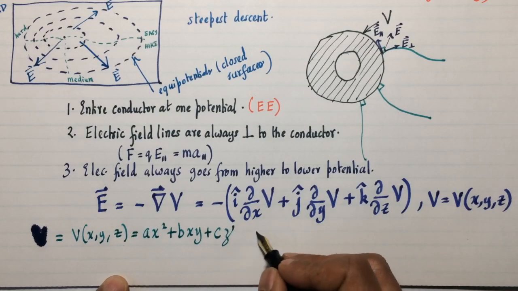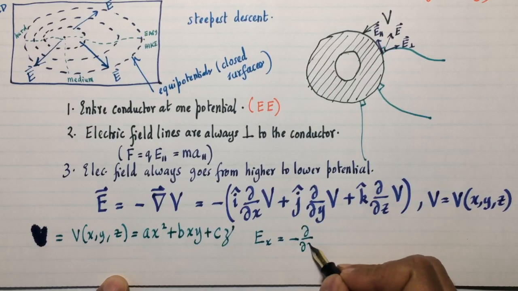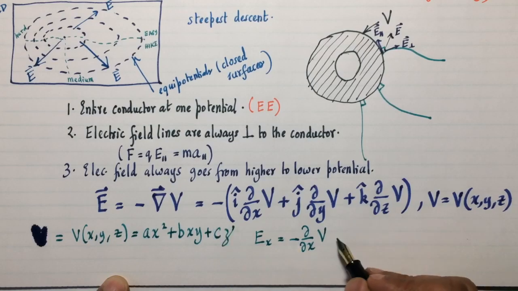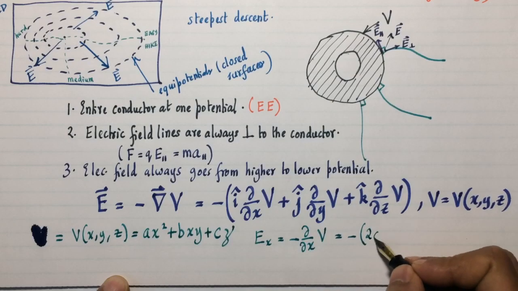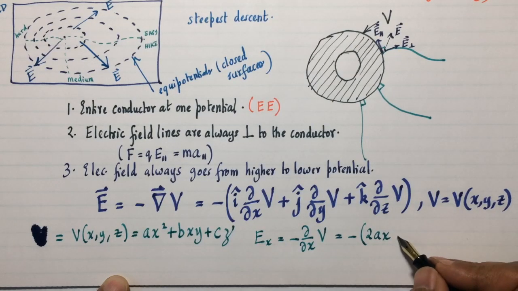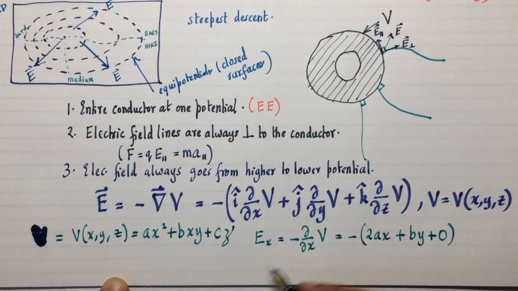Let's find the x component. Ex is going to be negative del by del x times V. Del by del x times V means I take only the derivative with respect to x and keep y and z constant. If z is constant, this does not contribute. So I'm going to get negative 2 times ax. The second term, I'm going to keep y constant, so that just gives me plus by, and the third term is 0. So I have the x component.